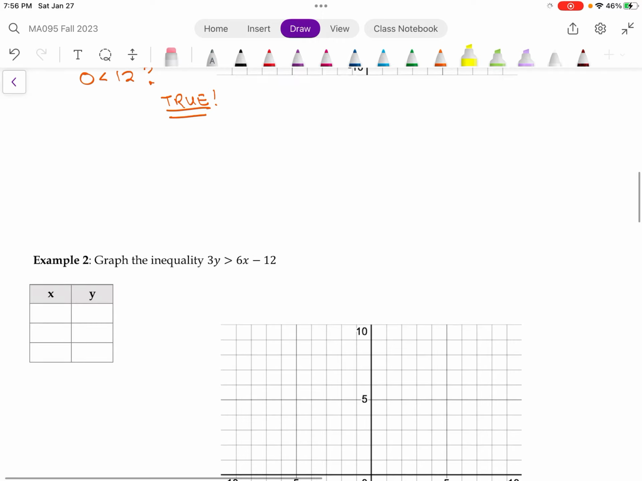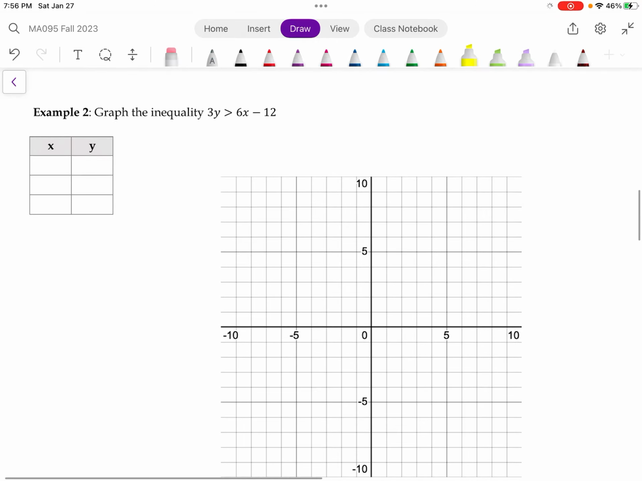All right, here's another one. It's in a different form. It's not in standard form, but why don't you give it a try? All right, step 1, you want to look at whether it is dashed or solid, and this one is going to be dashed. So think about that right away. That way you don't forget to make it dashed if it needs to be.